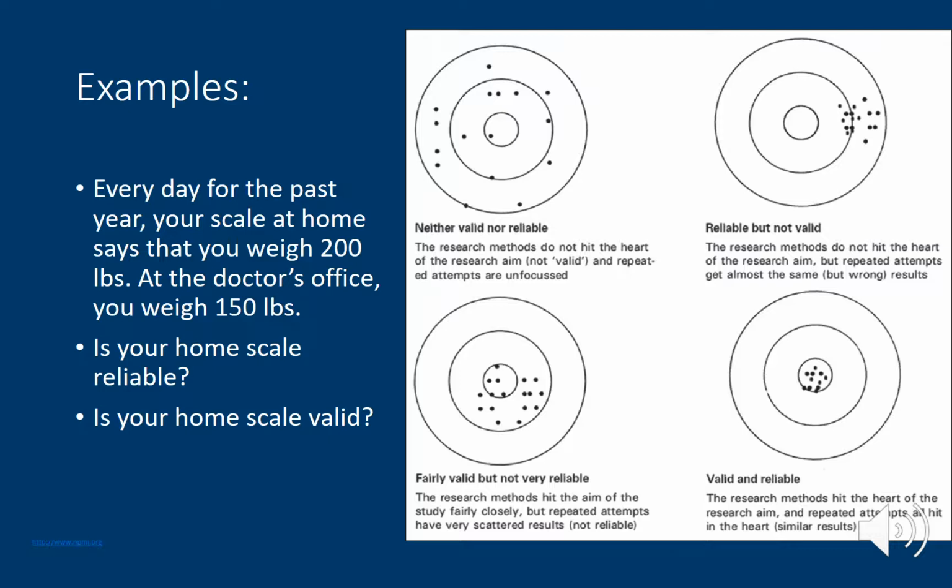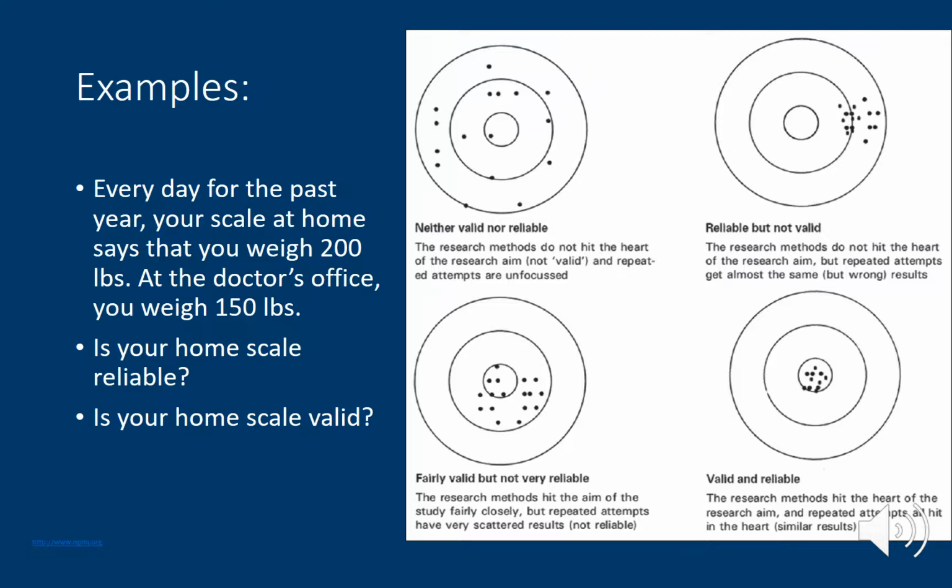Is your home scale valid? Remember, validity we measure against the gold standard. In this case, the gold standard would be the doctor's office. And we get 200 pounds at home and 150 pounds at the doctor's office. So this is an example of something that is reliable but not valid. It is shy of the target but consistent.